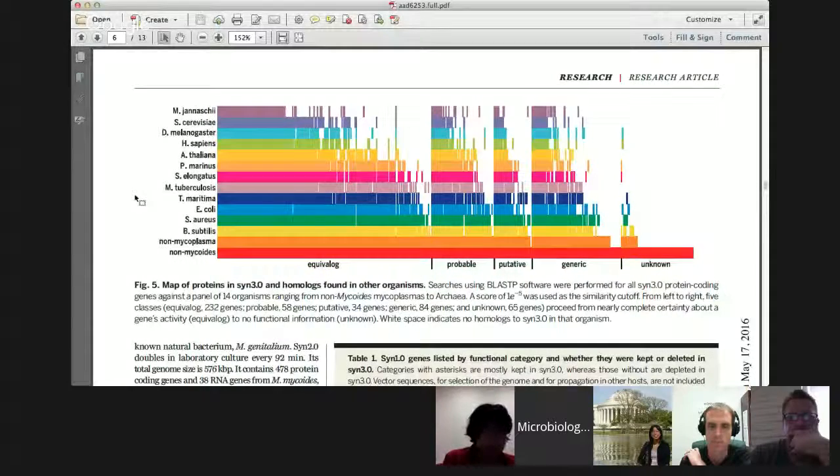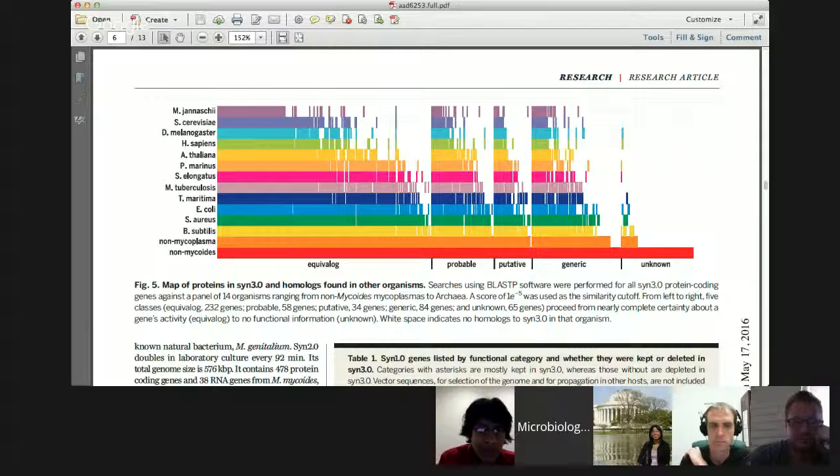So they split the genes that are present in the SYN3 genome. In their minimal genome, they've split all the genes up into 5 categories, which are called equivalog, probable, putative, generic, and unknown. And equivalog, I think, is a terminology that they used back in TIGR times when they were running their annotation pipeline and so forth.